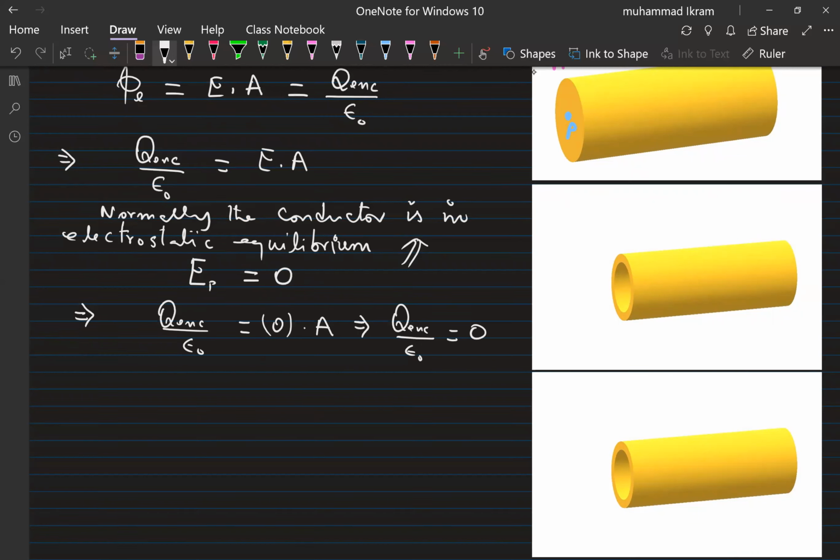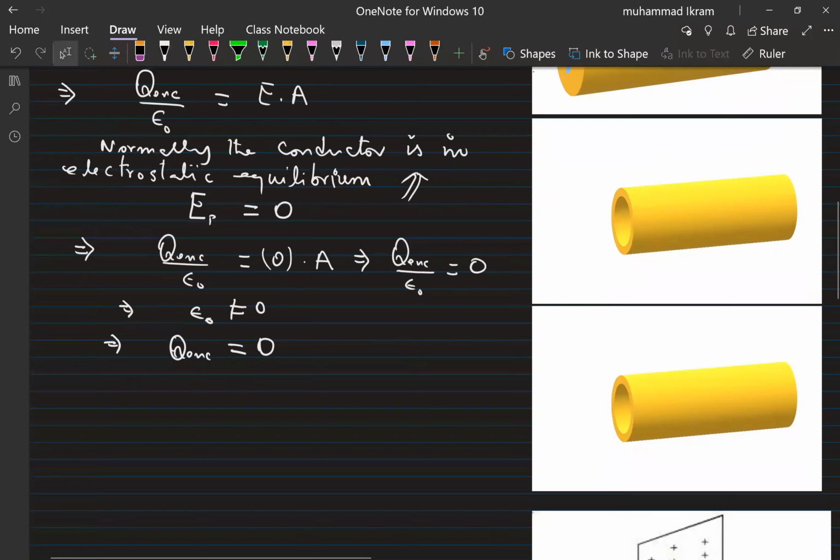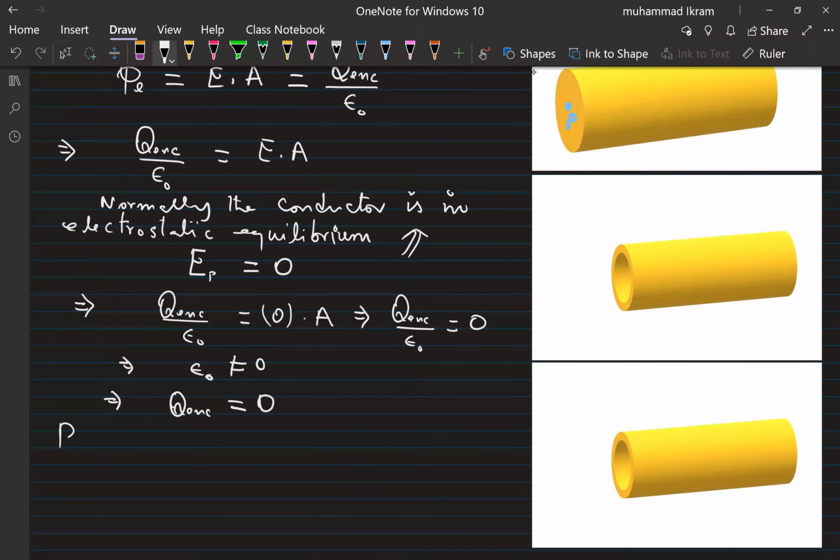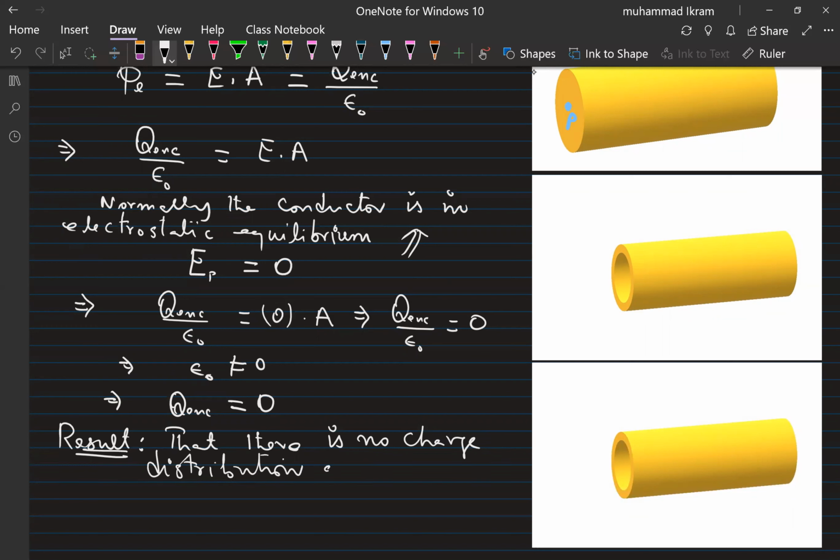The conductor has its own permittivity, so we already know that epsilon naught is not zero. What does this mean? The charge enclosed is zero, that there is no charge. So what is the result? The result is that there is no charge distribution. No charge lies at the interior of the conductor.